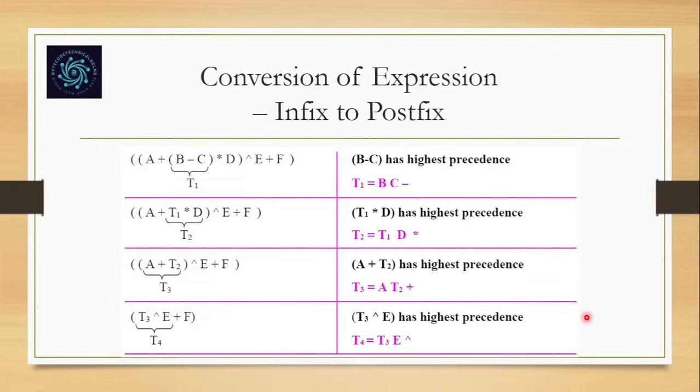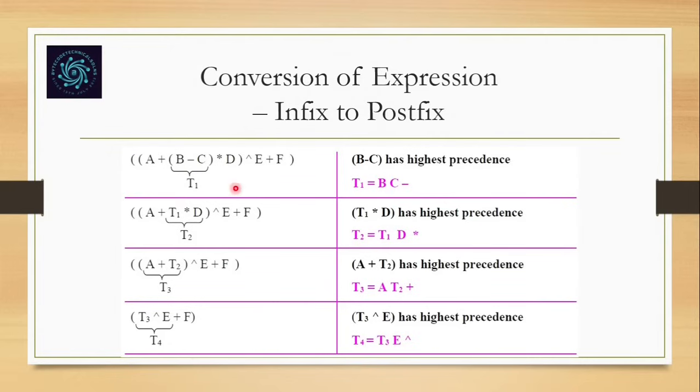When it has parentheses, the innermost parenthesis will be taken as the highest priority, even though there are operators with higher priorities outside that inner parenthesis. We will still consider the inner parenthesis to be evaluated first. Here the inner parenthesis is b minus c. So this is taken as T1. You can check it here. T1 means what? B minus C. If we convert it to postfix, that results in BC minus.